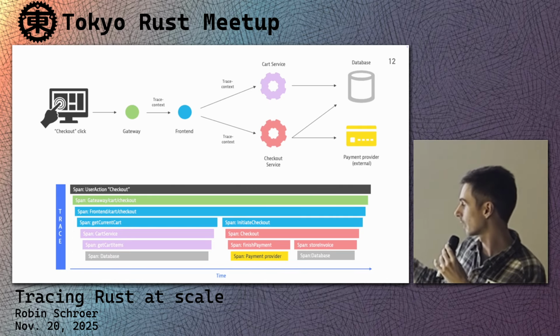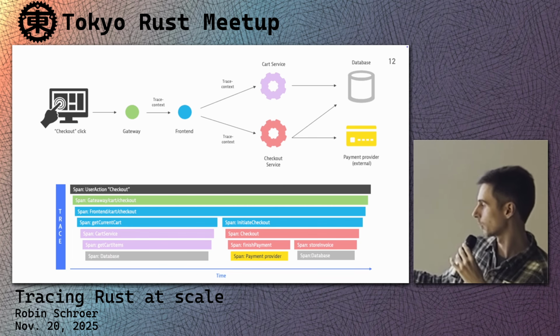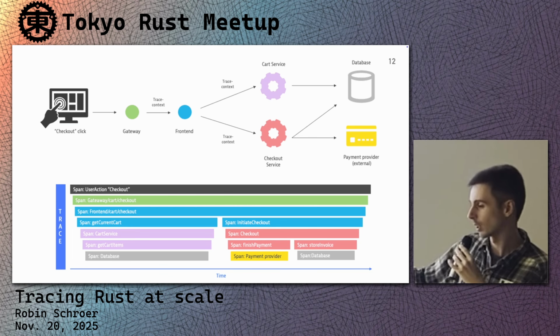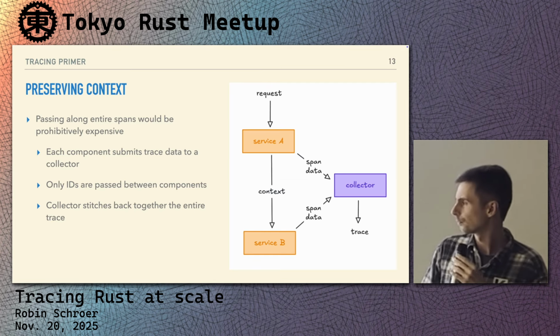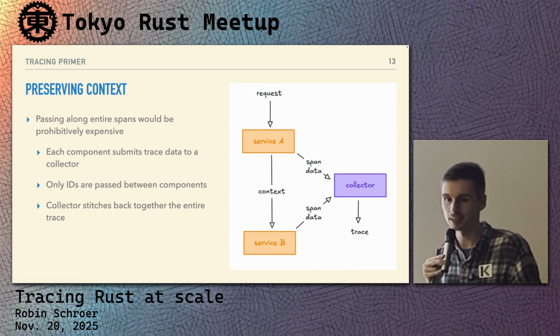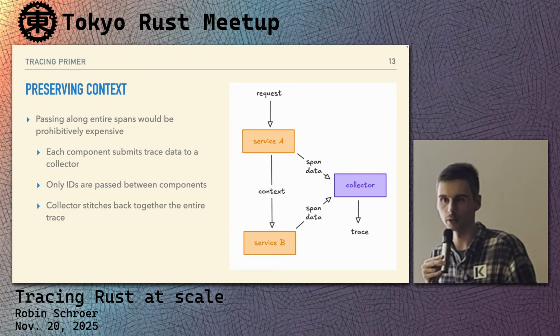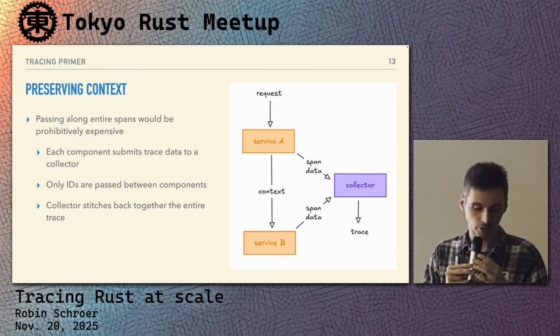But in the end, it all gets tied back together, and you see the different components, again, color-coded here, and you can see where we spend time. And you can't see the tags here, but they would also be there. So how do we keep this context? We can't send along all the span data, because that would be mostly eclipsing the actual payload you're sending across.